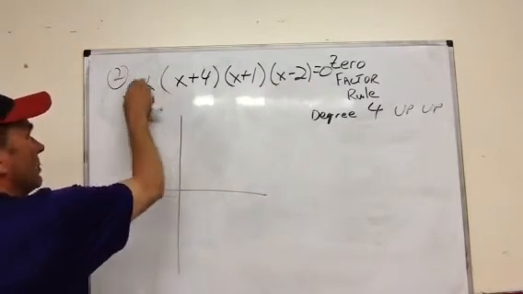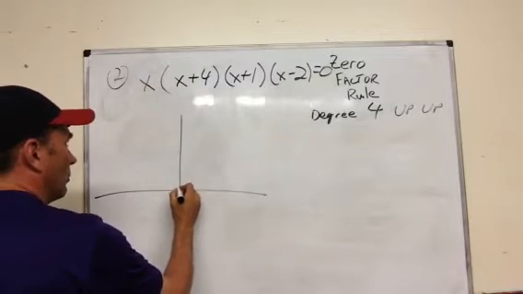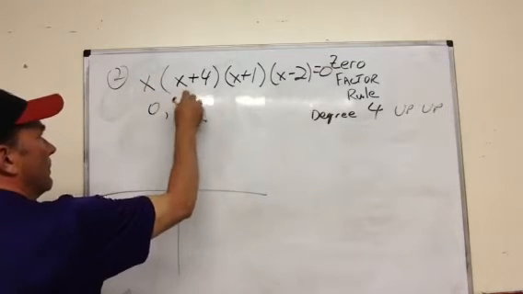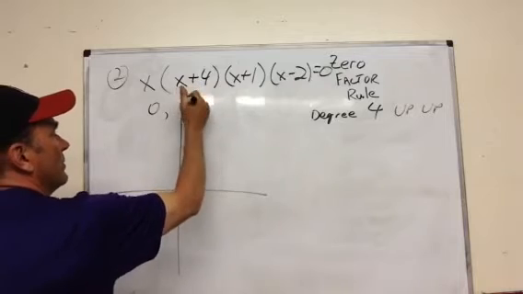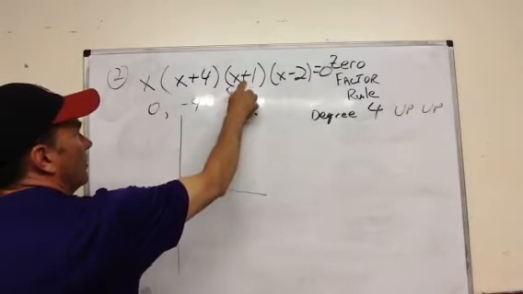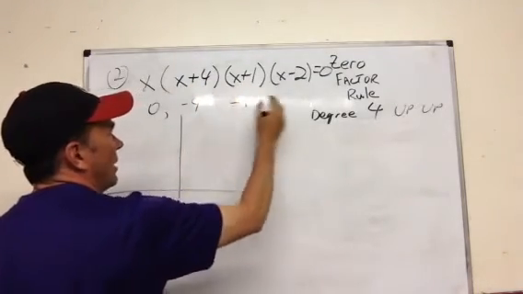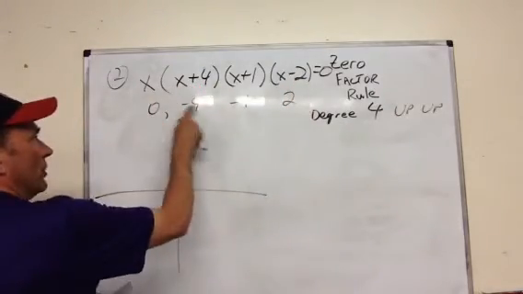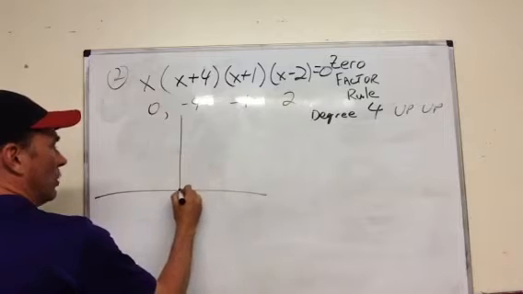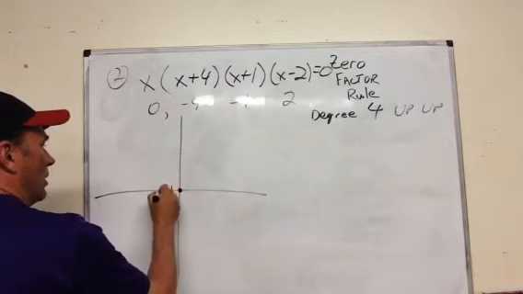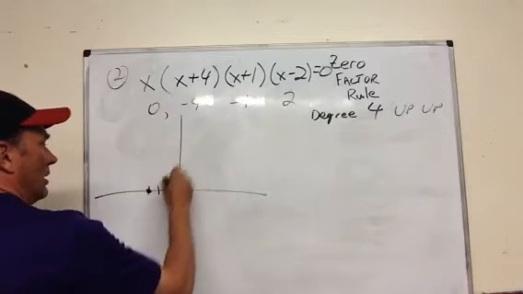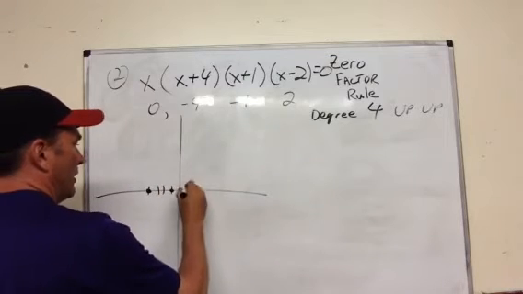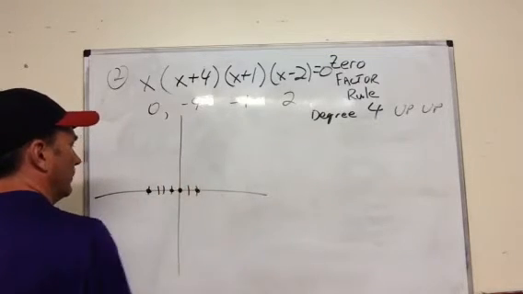Now what's going to make this equal to 0? It's all by itself, so that one is 0. Plus 4 means this one's -4. Plus 1 means that's -1. Minus 2 means this is a positive 2. So here are my zeros. I have 1 at the origin, I have 1 at -4, I have 1 at -1, and I have 1 at 2.